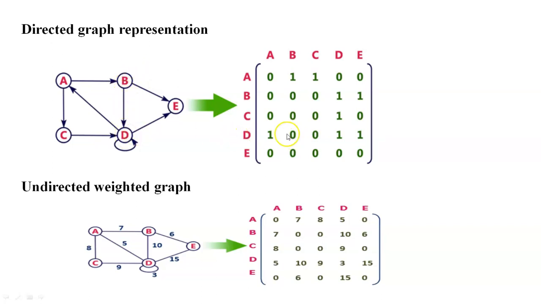Then next one, D to C. D to C also you cannot travel because it is in a reverse position, so D to C is 0. And D to D, there is a self loop, a self edge present in D. So D to D, it is possible to travel in a single edge, so it is 1. Finally, D to E, yes, from D an edge points towards E, so it is 1. So this is how you will be representing the directed graph in a 2D matrix.